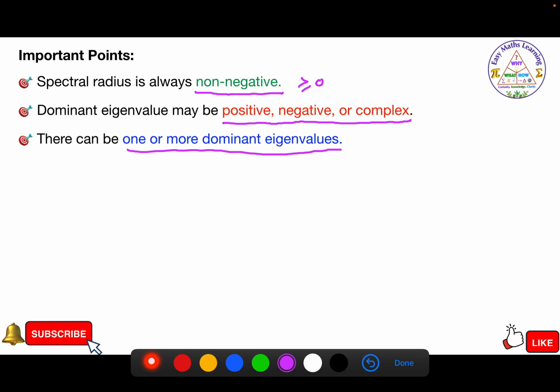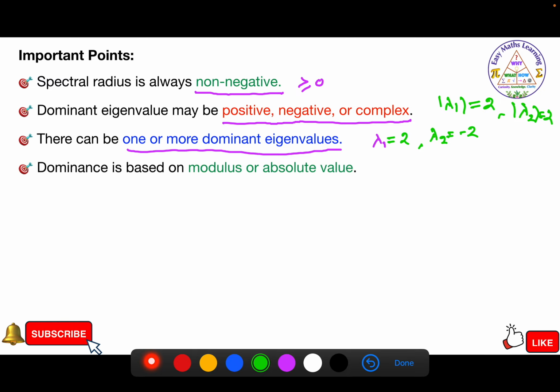There can be one or more dominant eigenvalues. Okay, suppose we have one eigenvalue is 2 and other is -2. So you can see here magnitude of lambda 1 and lambda 2. So modulus of lambda 1 or absolute value of lambda 1 is 2 and absolute value of lambda 2 also 2. So here we have two dominant eigenvalues. Dominance is based on modulus or absolute values.